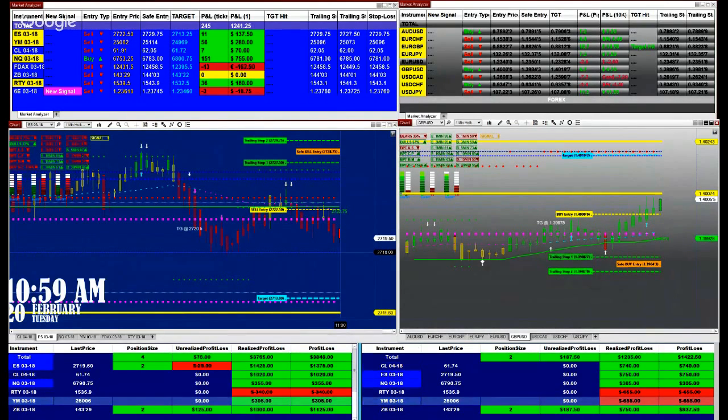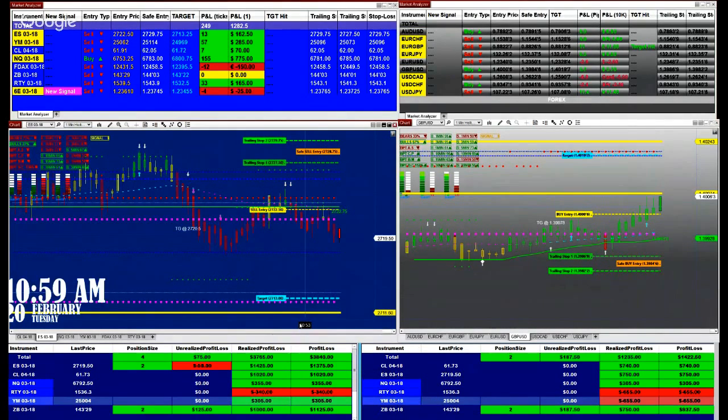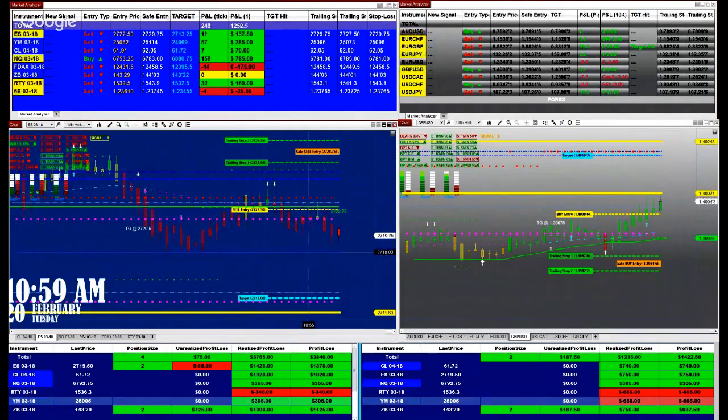The 18 level on the ES is a very, very important key here. Let's look at this bar. Now the ES is going back to retest that number one more time.